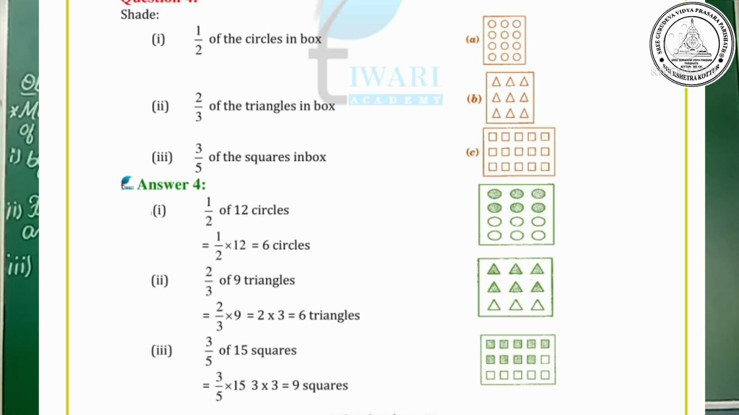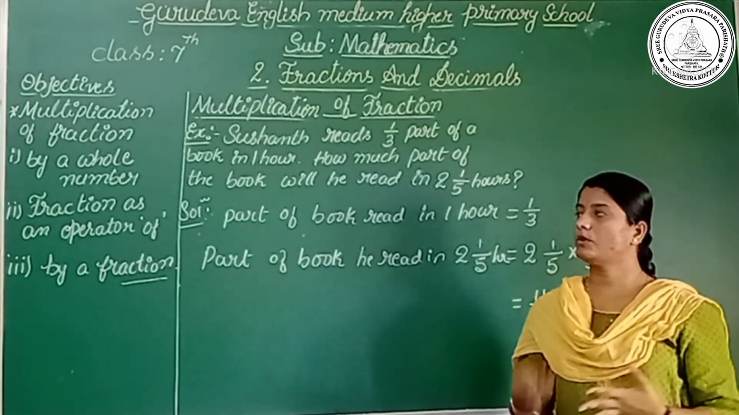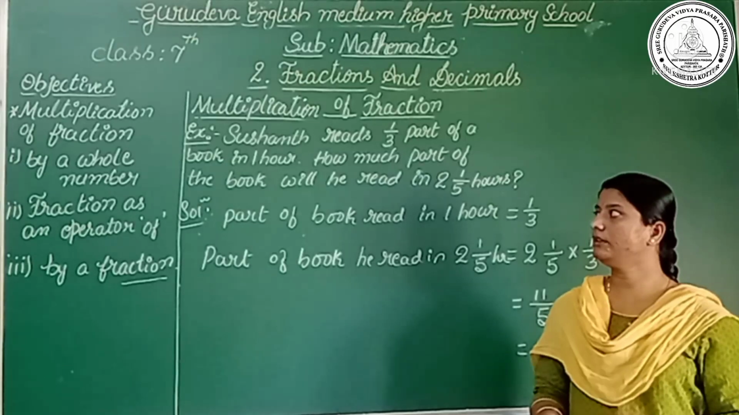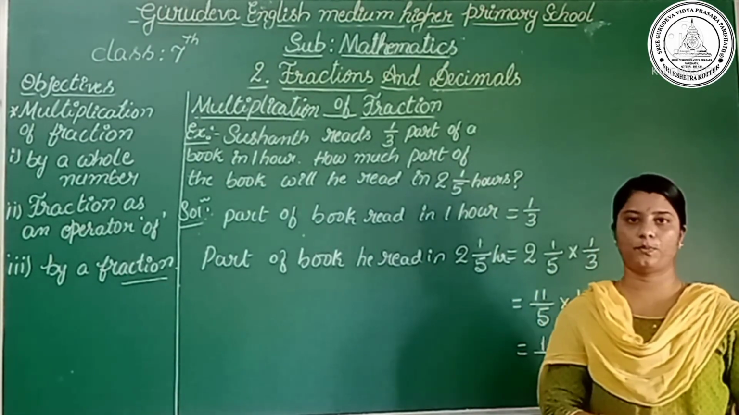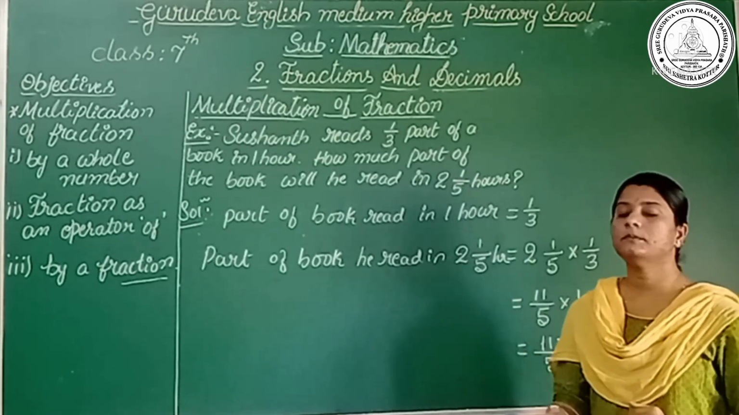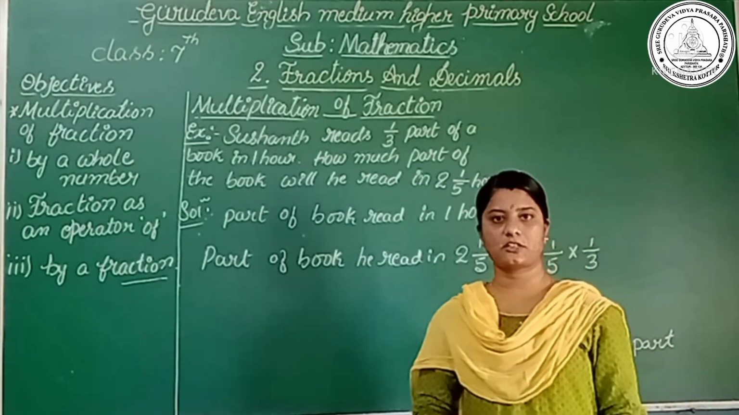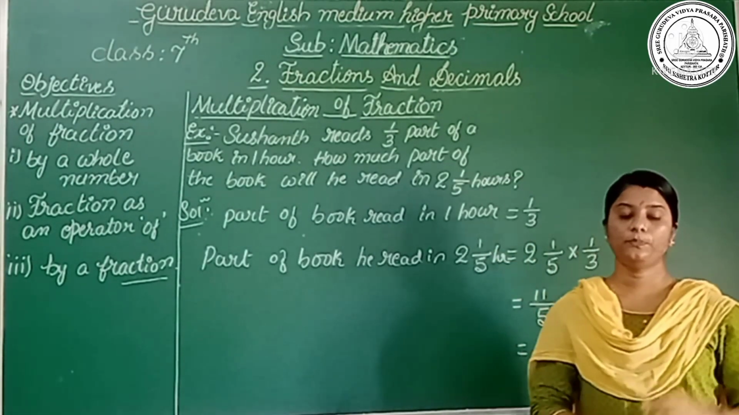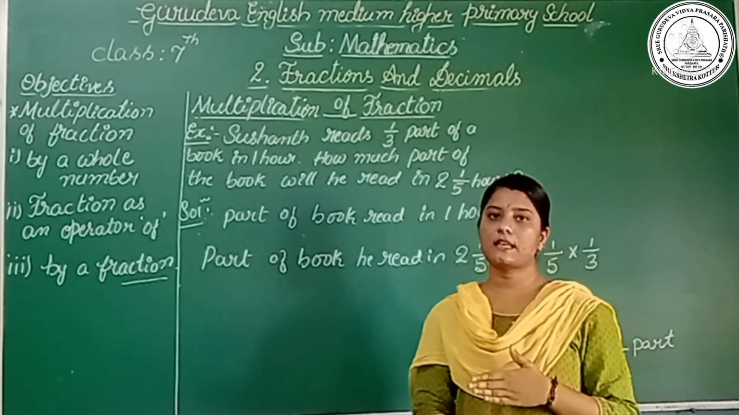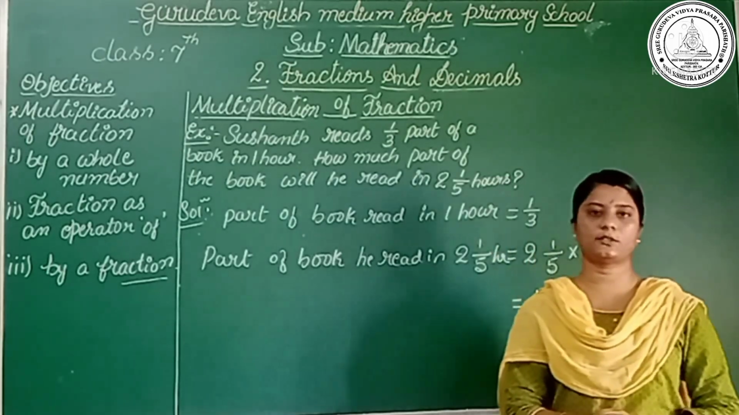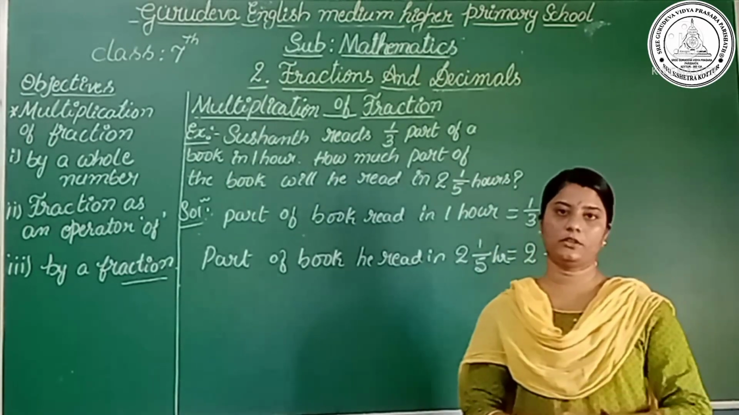Okay. So you have to do the first, second and fourth questions in your textbook. Up to here we have learned the multiplication of fractions by whole numbers, the fraction as an operator of, and multiplication of a fraction by a fraction, and also you have to do the textbook work. Okay. In the next class we are going to solve the rest of the questions of exercise 2.2.